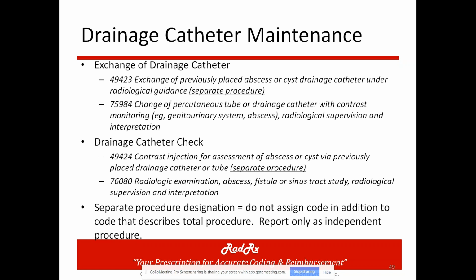And the codes that we're looking at here are generic, where you can use them for different types of drainage catheters. So they're not exclusive to one type. For the drainage catheter check, when they're injecting the contrast to do the catheter check, we have 49424 and 76080, which is for that catheter check. And then for the exchange, we have 49423 and 75984, which is what we're reporting for the exchange.